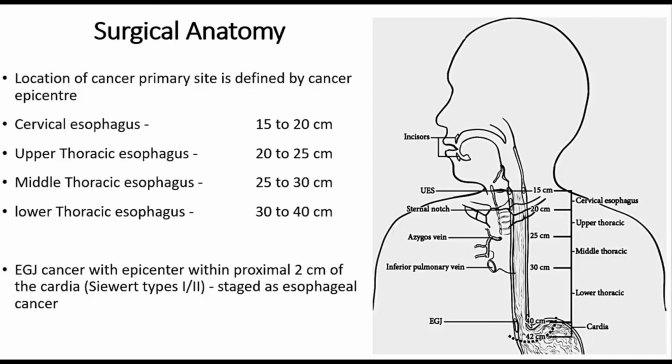Esophagogastric junction cancer with its epicenter within the proximal 2 cm of the cardia, that is Siewert type 1 and type 2, is staged according to esophageal cancer, and Siewert type 3 is staged and treated as per the treatment guidelines for gastric cancer.